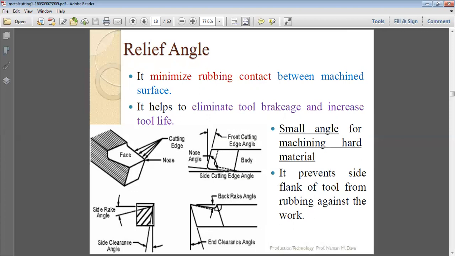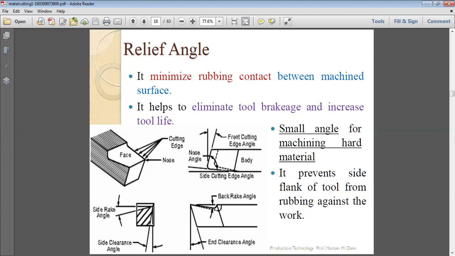Similarly, for the rake angles also, the value should be small. Clear? The smaller the value, the easier it is for the material to regain strength, and the life eventually increases. It prevents the side flank of the tool from rubbing against the work.